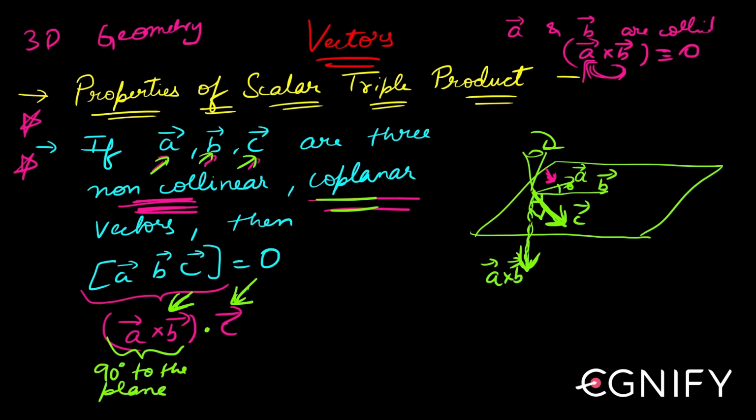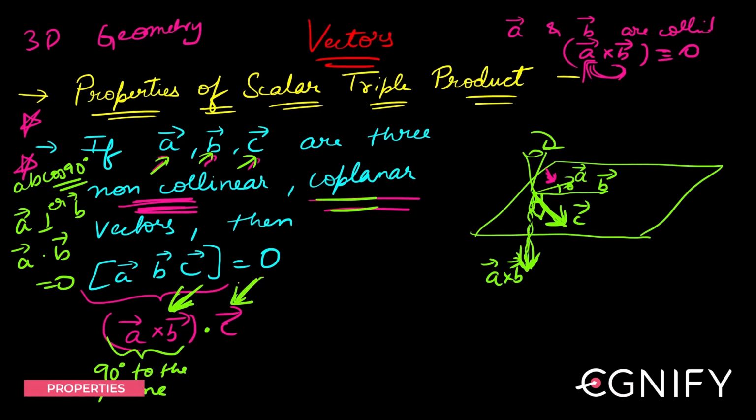And I am taking the dot product. What is the dot product of two perpendicular vectors? If A is perpendicular to B, then what will A dot B be? It will be 0, right? Because you will get an AB cos 90 term, and this cos 90 will make it 0. Similarly here, A cross B is perpendicular to the plane containing C, and C is in that plane, so obviously the angle between these two is 90, so this has to be 0.